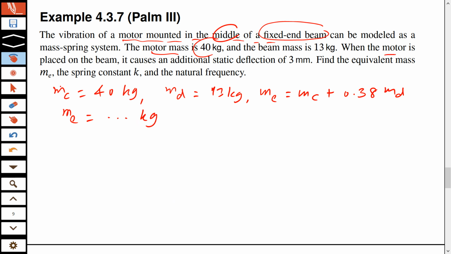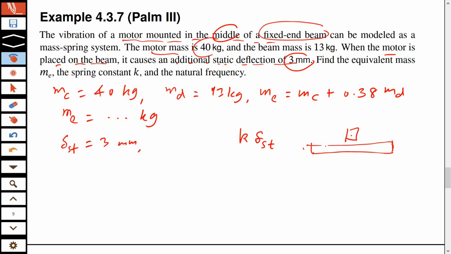Now when the motor is placed on the beam, before the motor was there, the beam was in equilibrium, but when you place that motor on the beam, it causes an additional static deflection of 3 millimeter. So your static deflection delta ST is 3 millimeter. You know that normally you can relate the static deflection by k times the static deflection, which should give you mass times gravity. But which mass? In this case, because the motor is causing that, and the beam's own mass is not causing that, it will be MC only. So that means that k is simply equal to MC g divided by the static deflection, and you plug in the values.